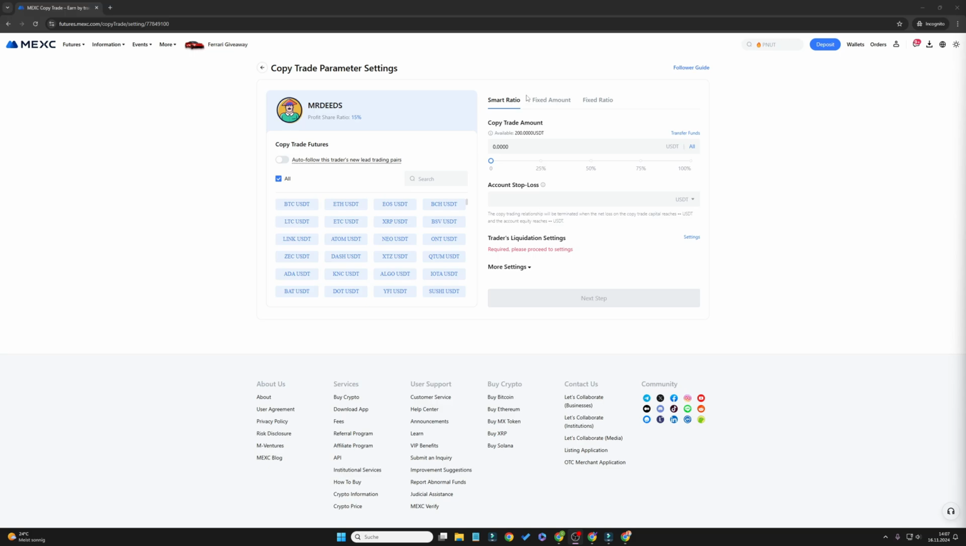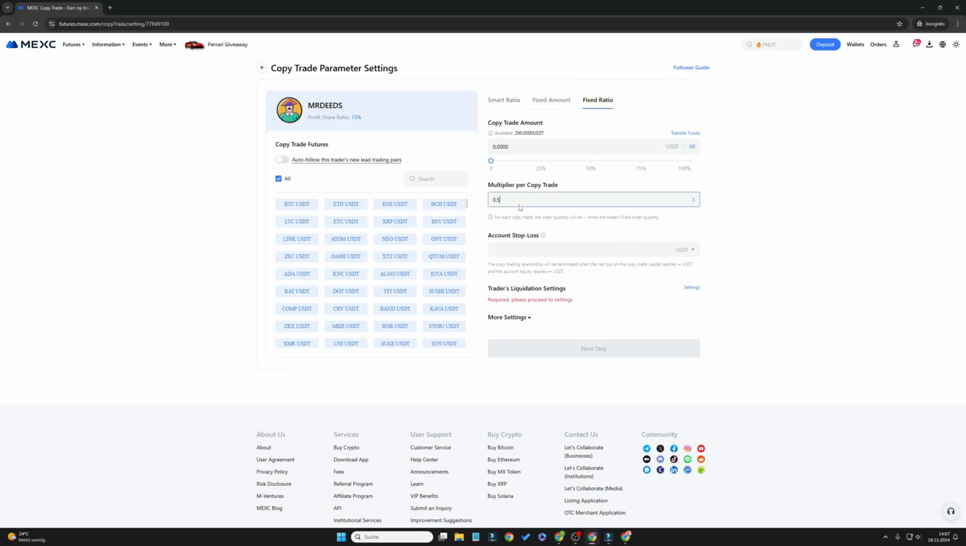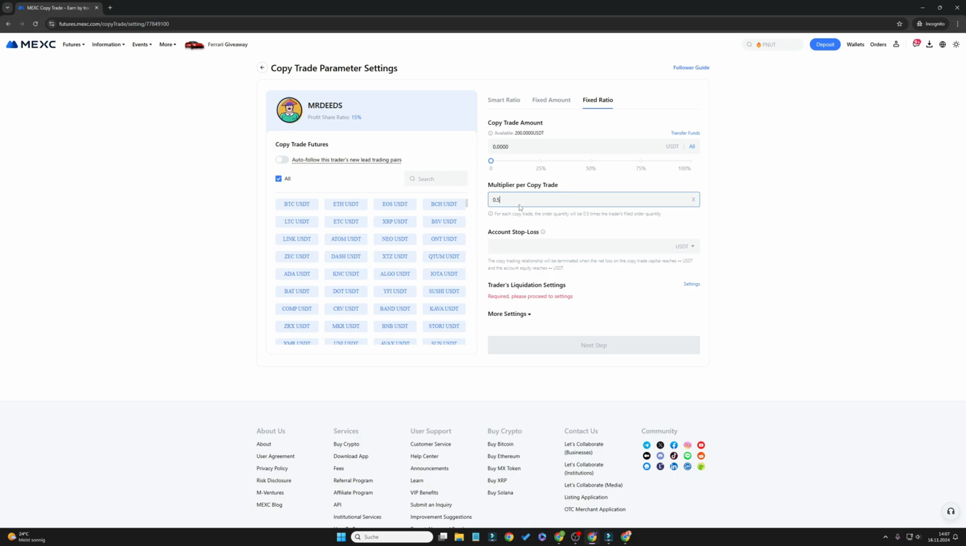However, you can also change this ratio with the fixed ratio. For example, you can say that you only want to use 0.5% of what the copy trader is using. So if the lead trader is using 1% and you have 0.5 as the fixed ratio, you will actually use only 0.5%.